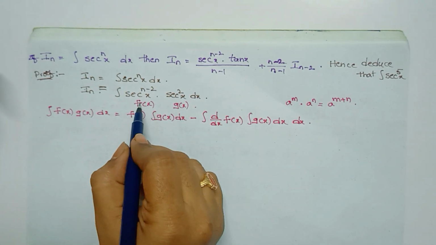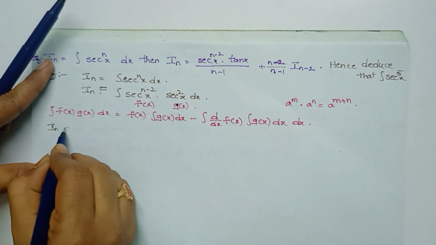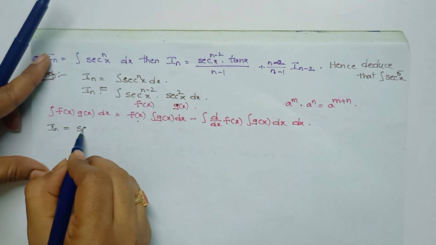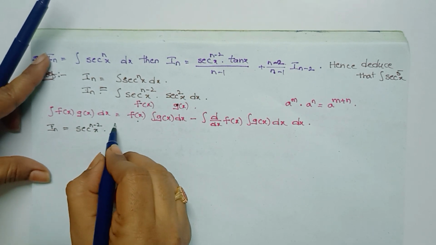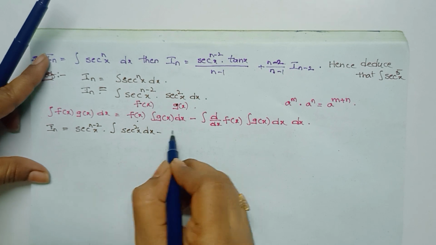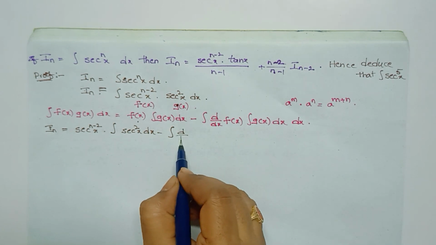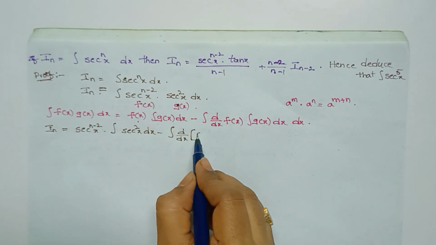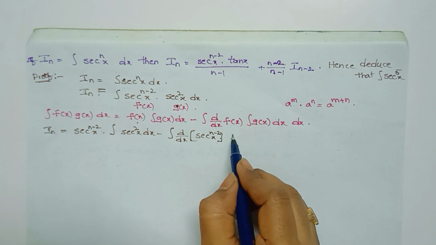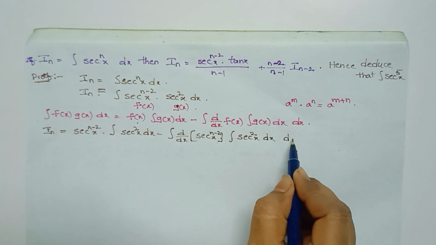Okay, we took this function as f of x and this as g of x. Applying the formula, In is equal to f of x into the integral of g of x dx. f of x is secant power n minus 2 x, into the integral of g of x, which is the integral of secant square x dx, minus the integral of d by dx of f of x, which is d by dx of secant power n minus 2 x, into the integral of g of x, the integral of secant square x dx, whole dx.